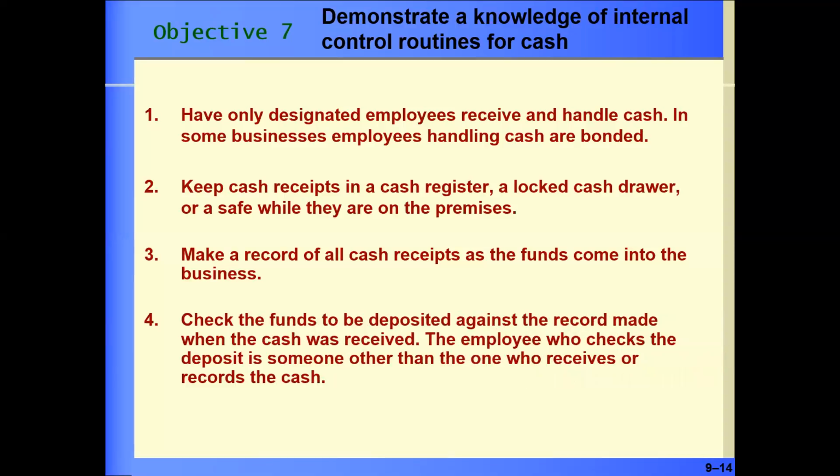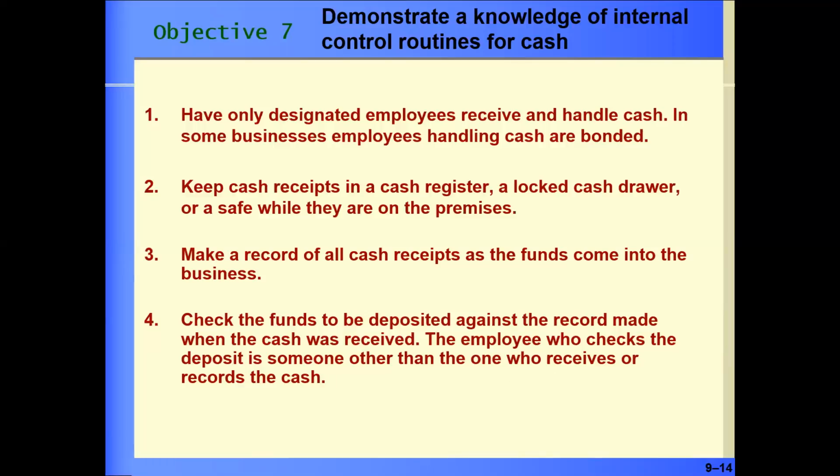Check the funds to be deposited against the record made when the cash was received. So at the end of the day, if you have $500 in the cash drawer and your cash register said you had $550 in the cash drawer, you have an issue. Your cash drawer is $50 short.